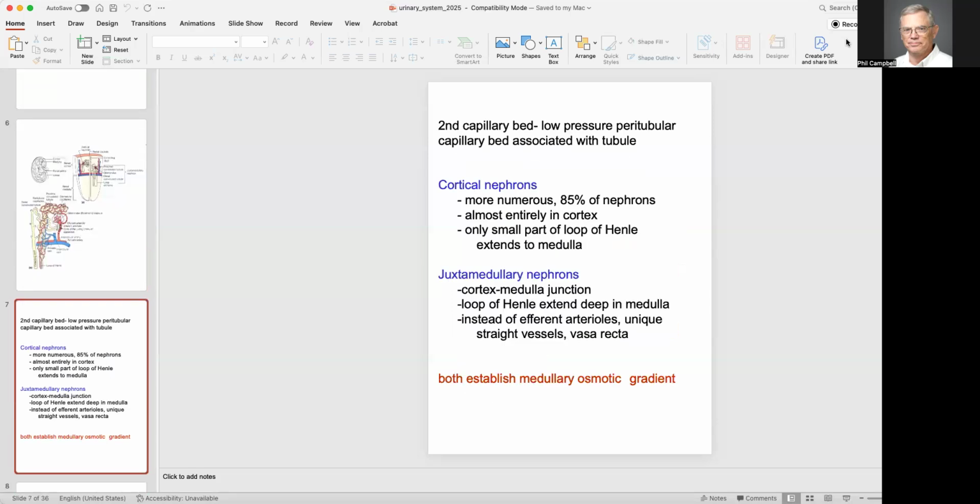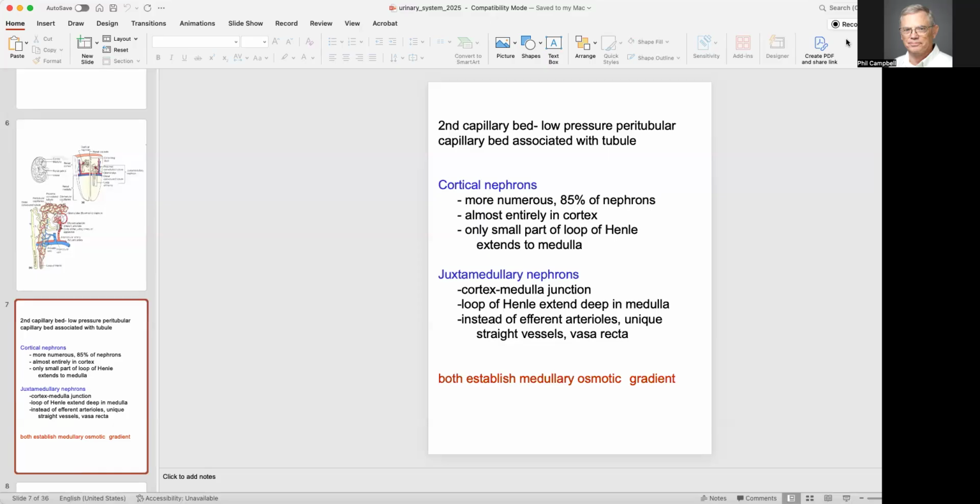Now, cortical nephrons in humans are the most numerous, and basically, as I've already mentioned, they're almost exclusively within the cortex. Some small region could extend into the medullary space. Juxtamedullary nephrons exist at the interface of the cortex and medulla. A significant portion of them extends deep into the medullary space. That is the loop of Henle for number one.